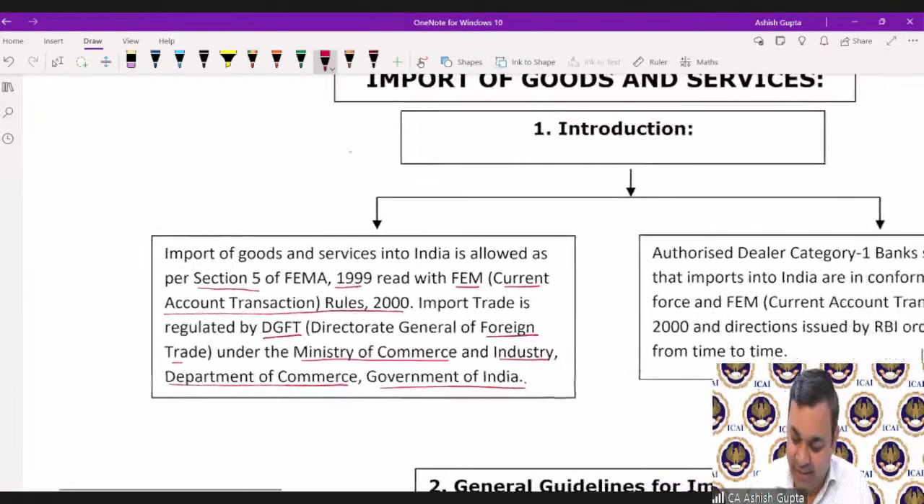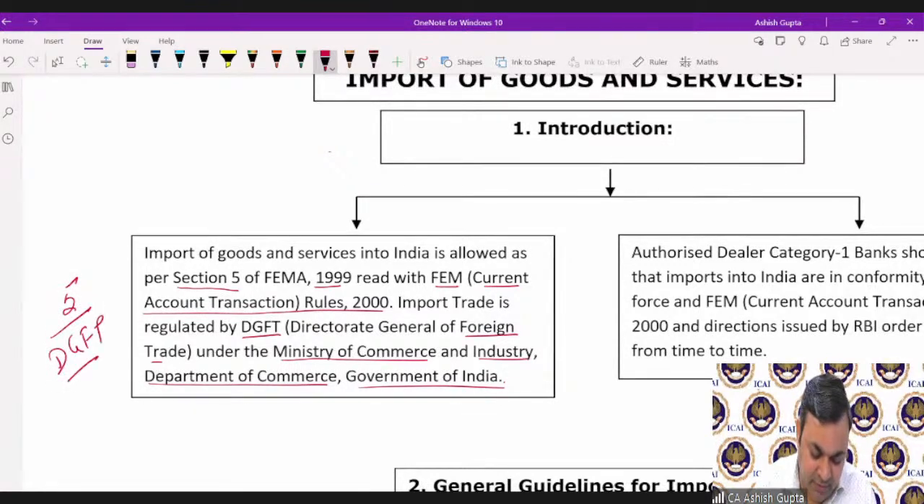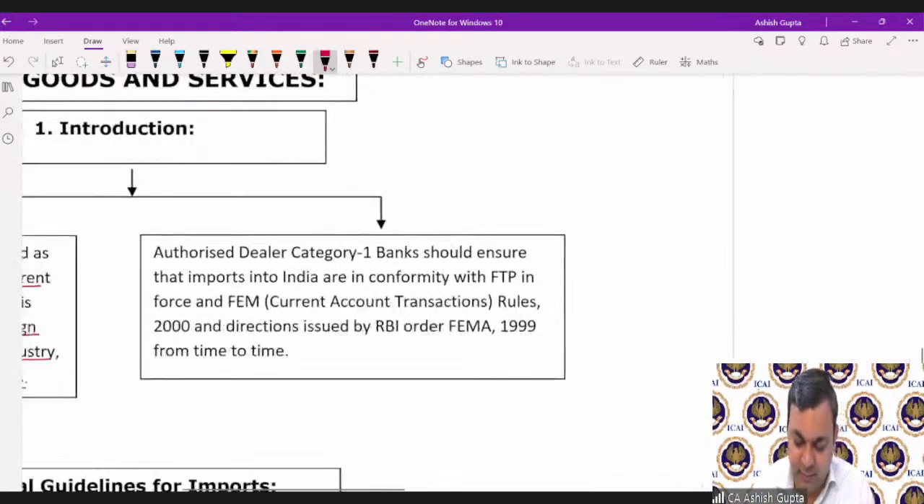Okay. Right. So this is the first point, import of goods and services, right? You need to remember two things: Section 5, and the authority is DGFT, Director General of Foreign Trade, who is the authority for governing this import of goods and services. Okay.